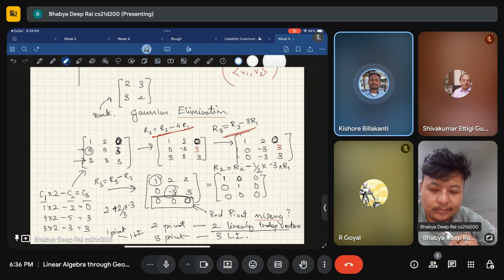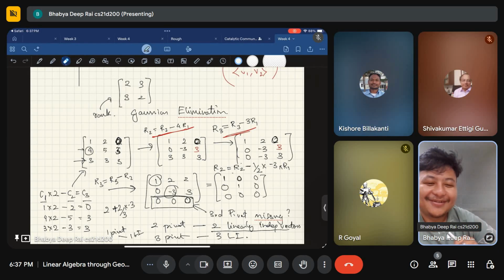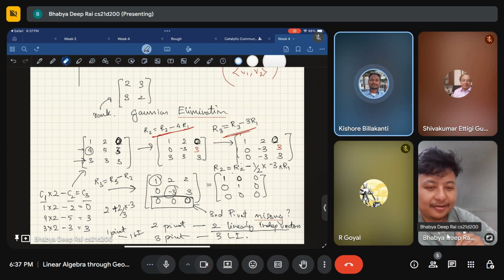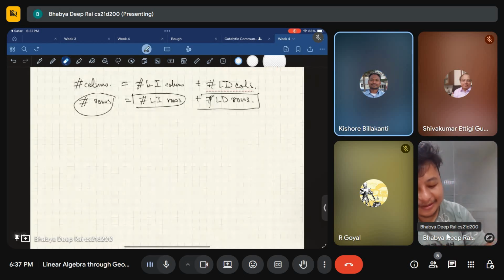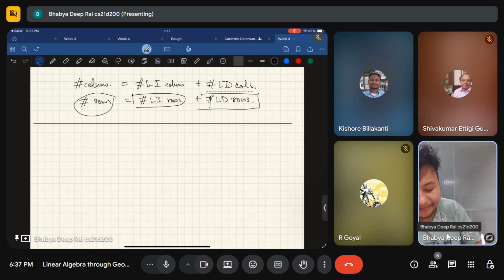If all the three vectors are linearly dependent, does that mean after Gaussian elimination we get all zeros? No, you get one non-zero. Okay, let's test that out.